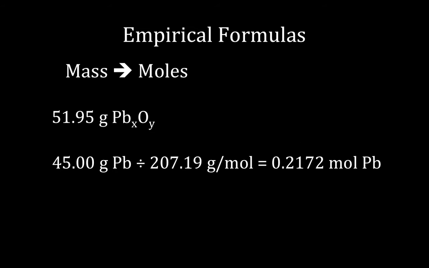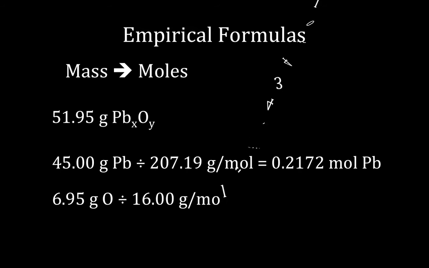So I get 0.2172 moles of plumbum. Now the 6.95 did not come from thin air. I went boom minus bam equals BIM. I divide by the molar mass and I get 0.434. This is a smaller number. So here are my answers to part B, or step B.